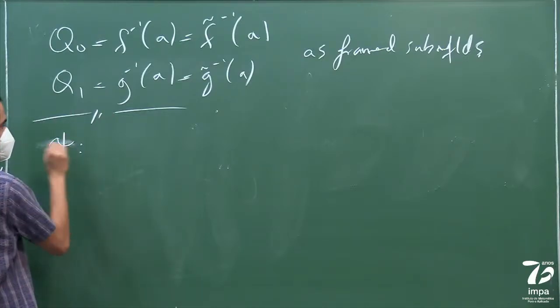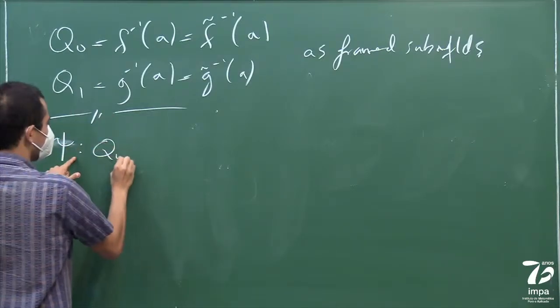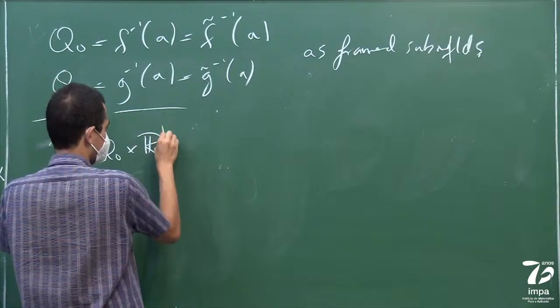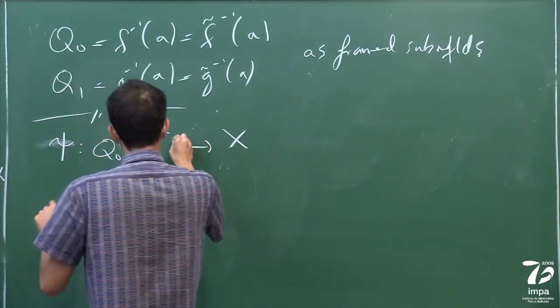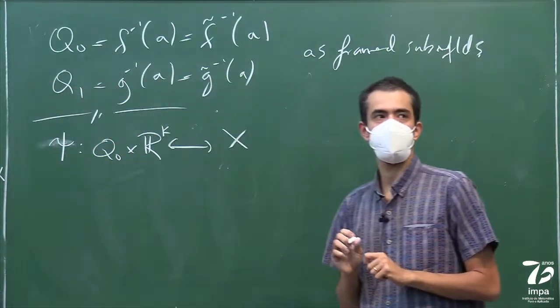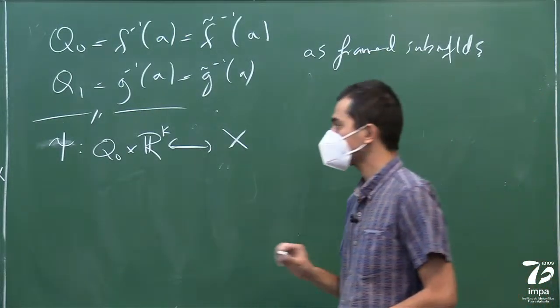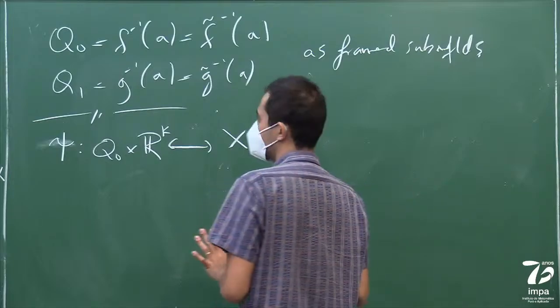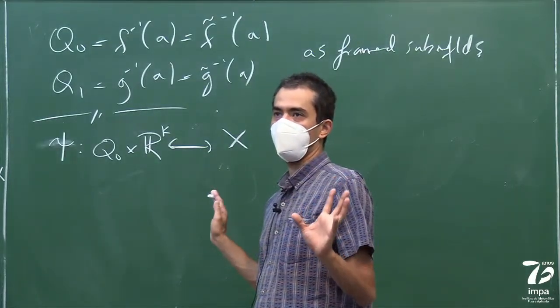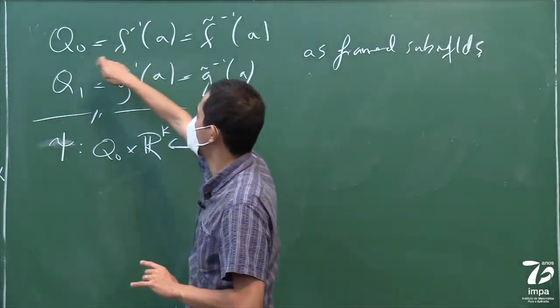So we had this embedding of Q0 times Rk into X. That's just given by the framing. So that's the restriction of this embedding. But now we can actually forget about W. W is no longer relevant, because now we're just looking at this part.